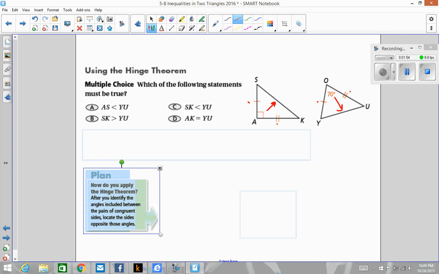So which is bigger, the 90 or the 70? If you say the 90 is bigger, then the side across the 90 was the SK. The side across from the 70 was the YU. So then the SK must be bigger. So therefore, SK is bigger than YU, so C is our correct answer.